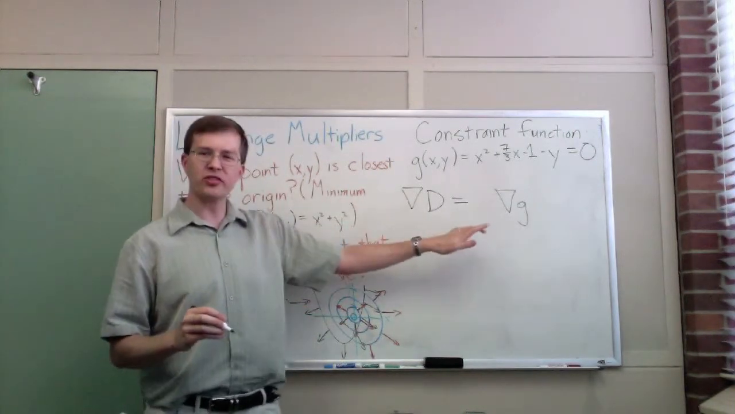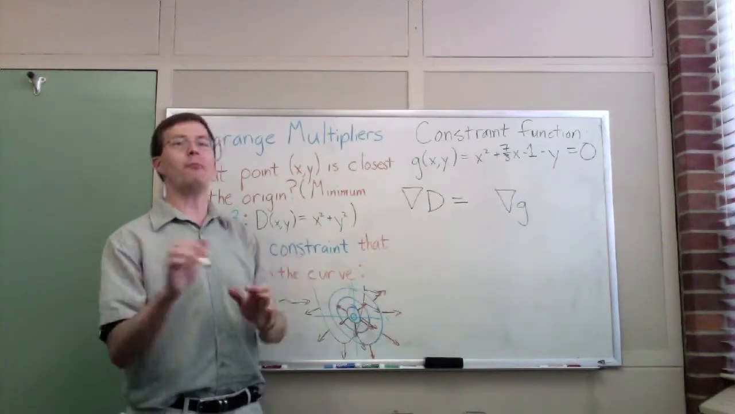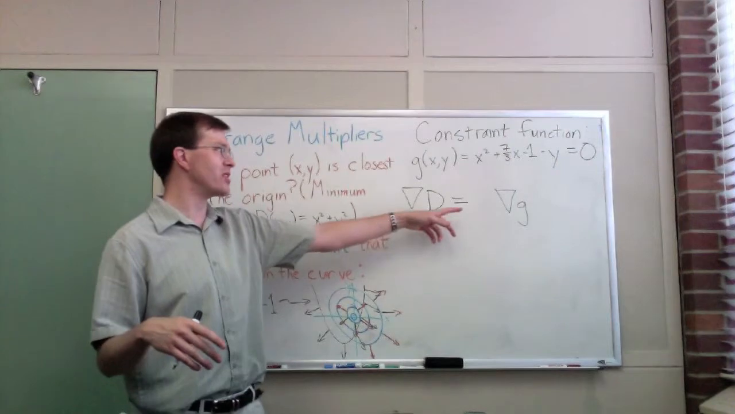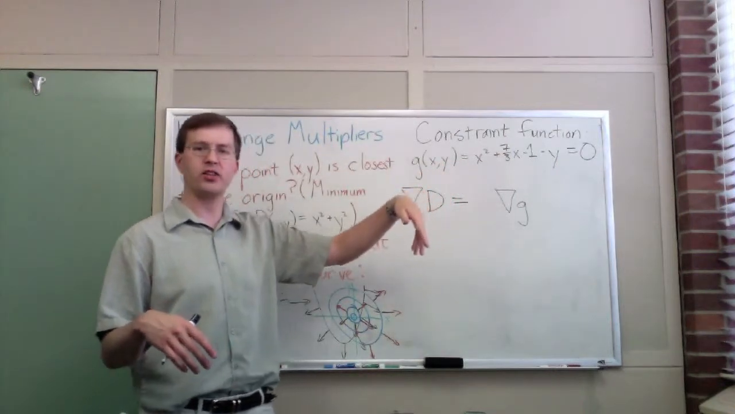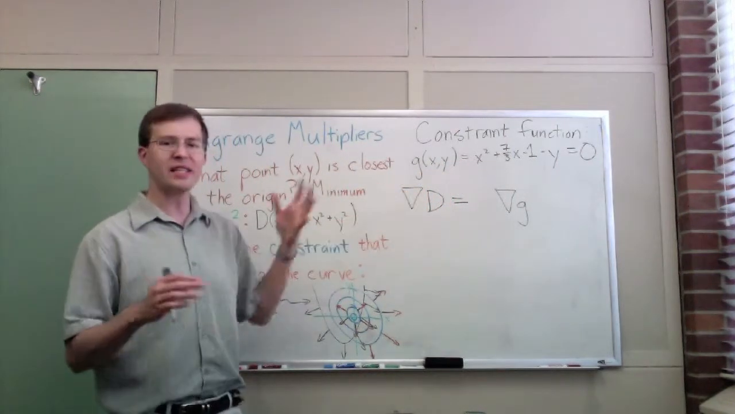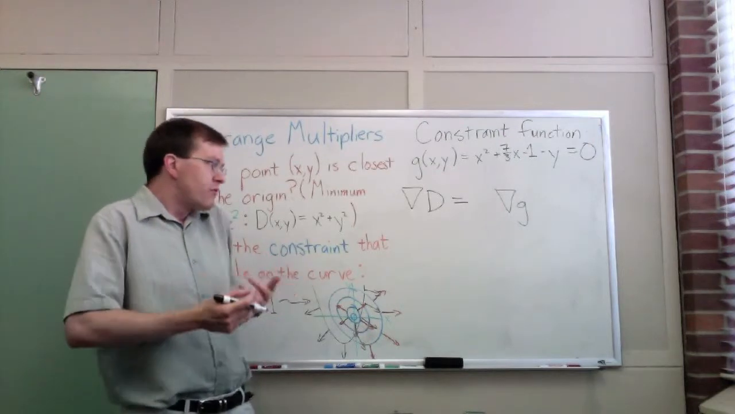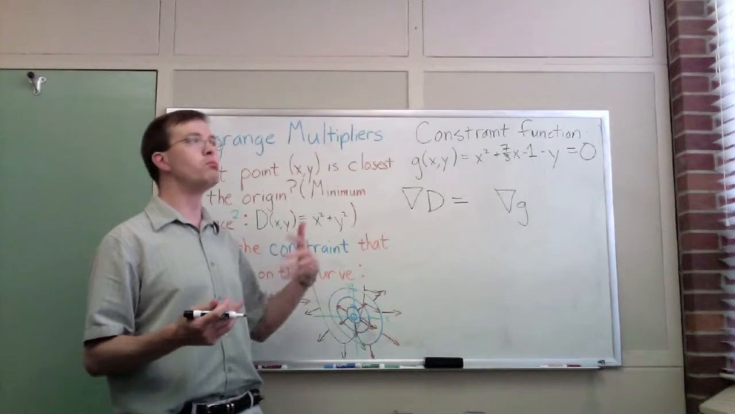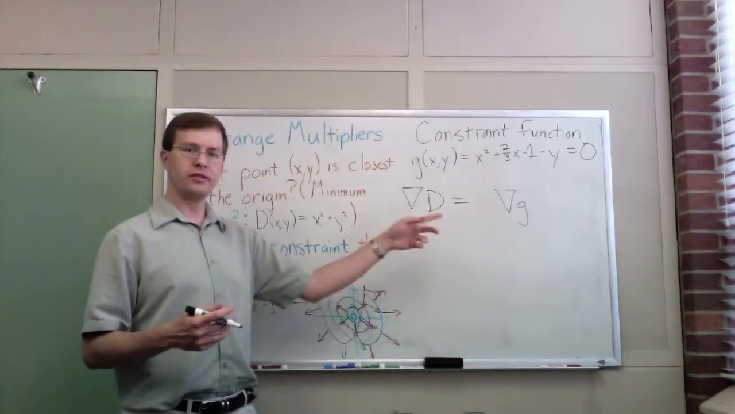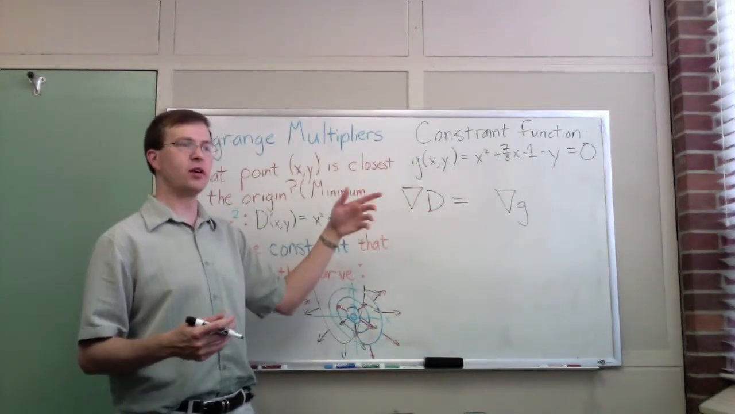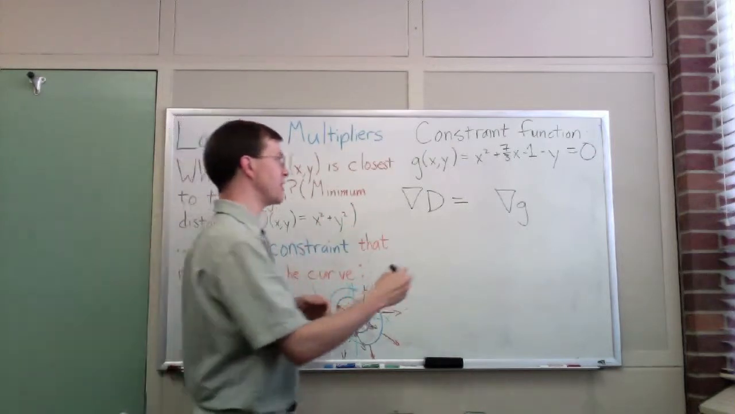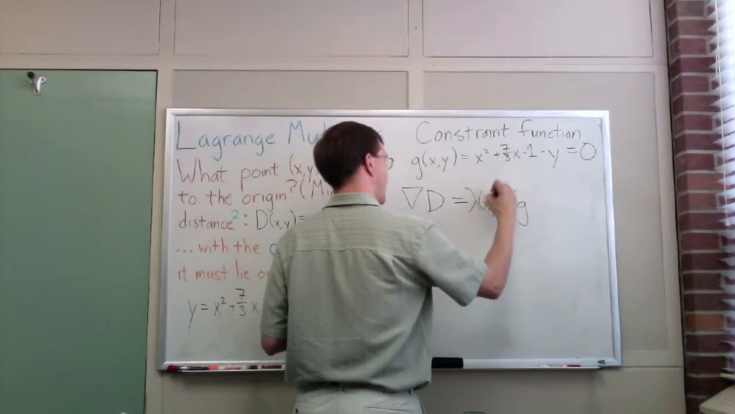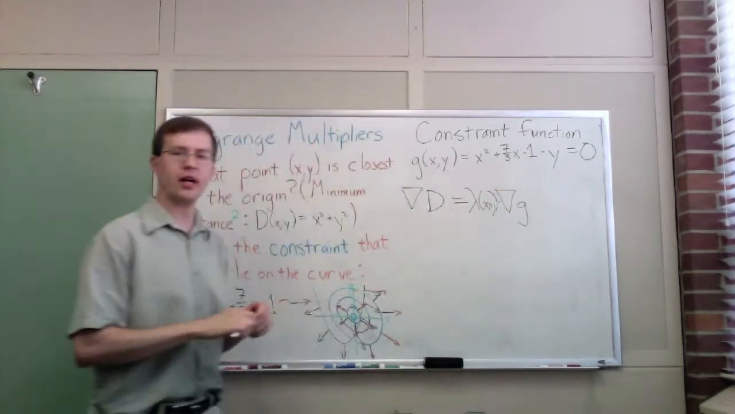So setting those two equal is almost what I want to do, but remember, I don't care about magnitudes matching. All I care about is directions matching, because I can change the magnitude of this just by multiplying my g of x by 2, and that won't change anything. So I need some sort of scalar function to multiply gradient of g, to absorb any differences in magnitude. And so this is going to be a function lambda of x and y times that gradient of g.